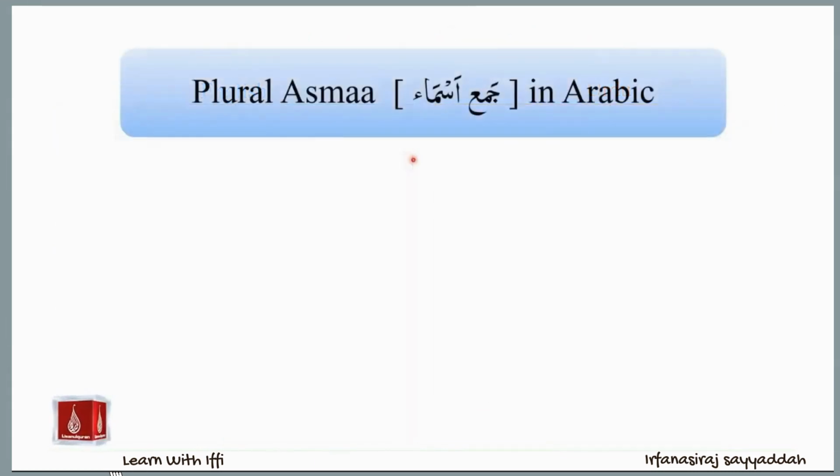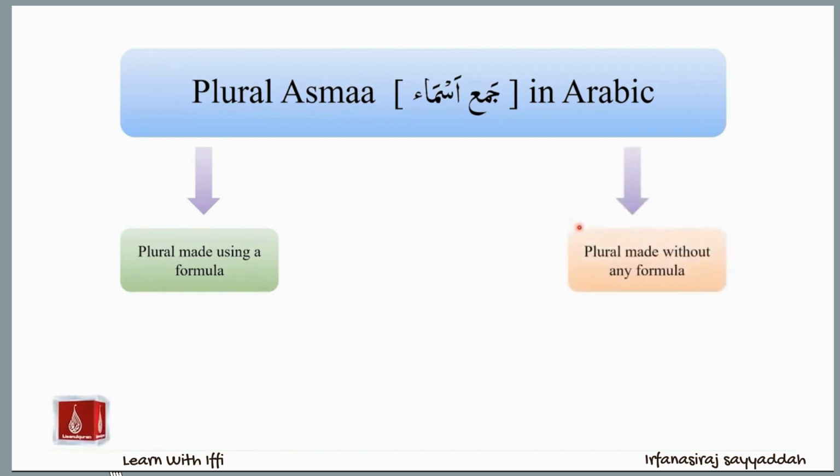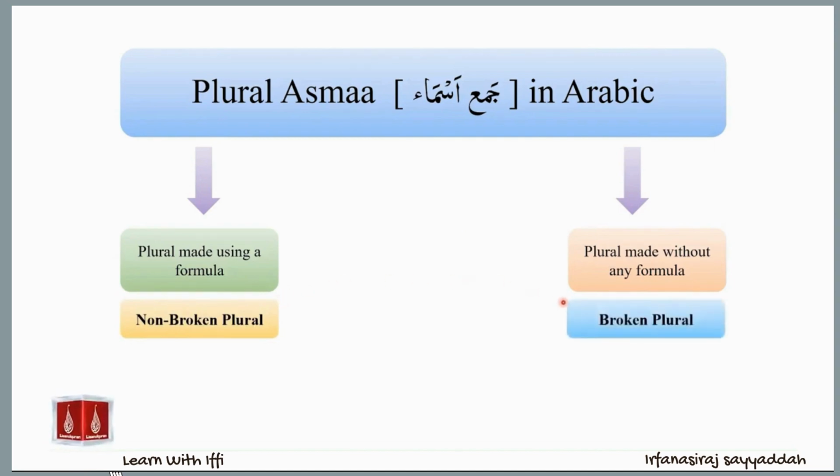Like in English and Urdu, plural asma or jama asma in Arabic are of two types. There are the plural asma that are made using a formula, and there are the plural asma that are made without the use of any formula. The plural asma that are made using a formula are called non-broken plural, and the plural asma that are made without the use of any formula are called broken plural.